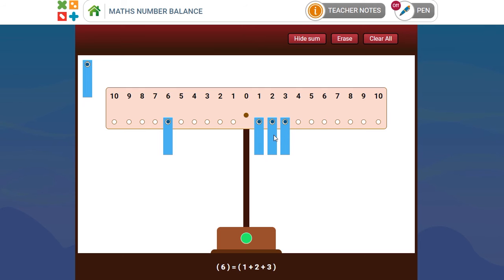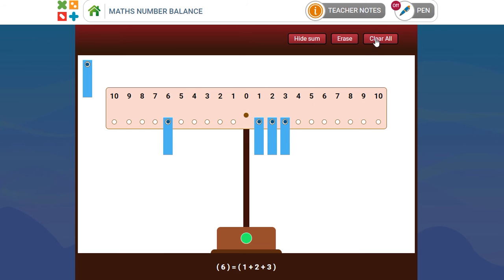Are there any other combinations of 3 numbers on the right hand side that make 6? So again, the children can experiment together in pairs or groups and record all the ways that you can make 6 using either 2 or 3 add-ins, and they can use the number balance here to check their answers.